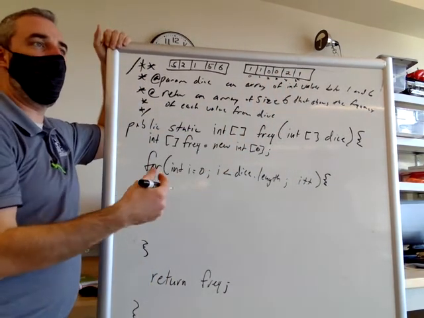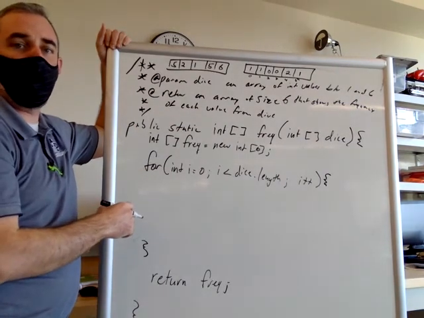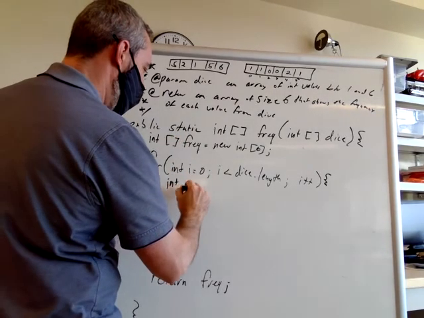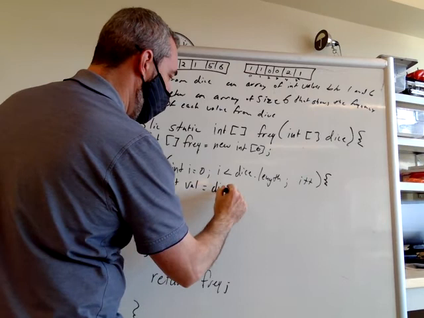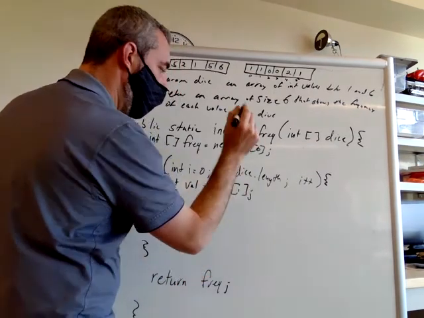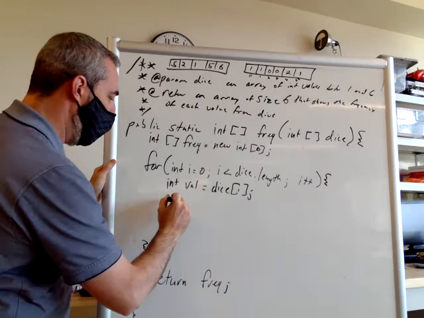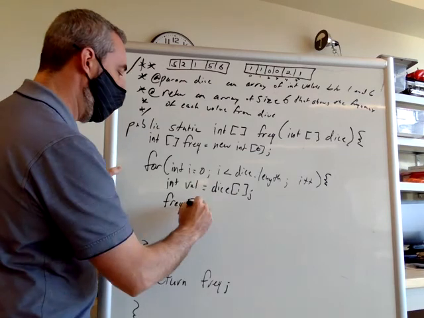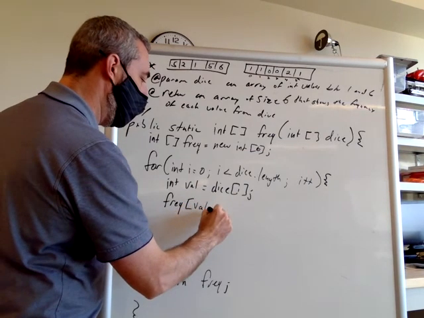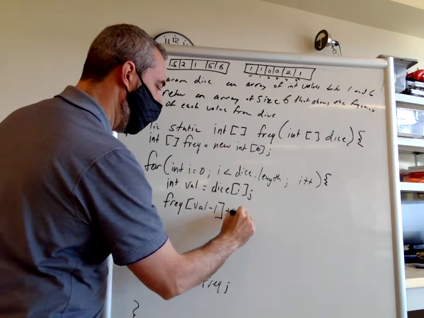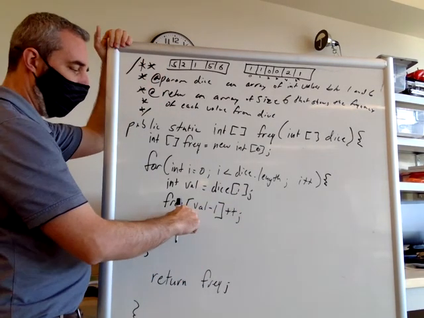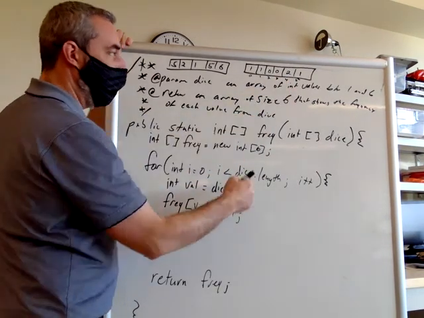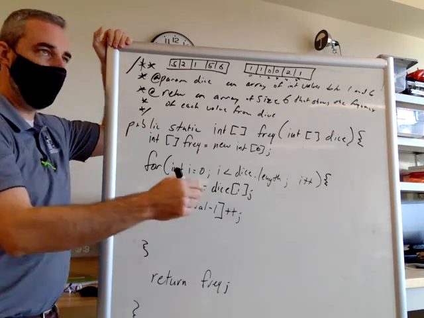So the index of the value is always 1 less than the actual value, which is actually pretty useful, because then what we can do is say int val equals dice i. That gets the value. But then we can go to our frequency array and say, well, the index that I want to increase is just val minus 1 plus plus. So if I take in a 5, 5 minus 1 is 4, go to the 4th element of my frequency array and increase it by 1. When you're done, you got a frequency array of your dice.